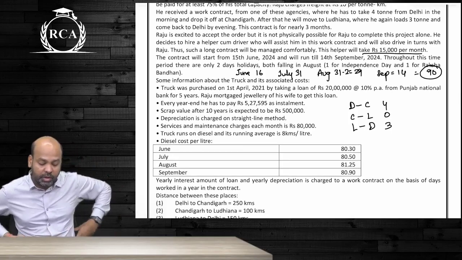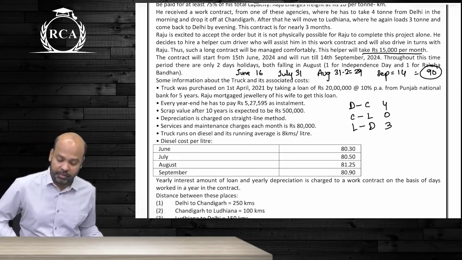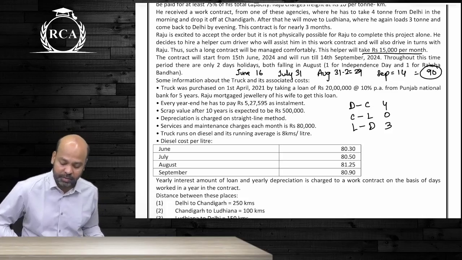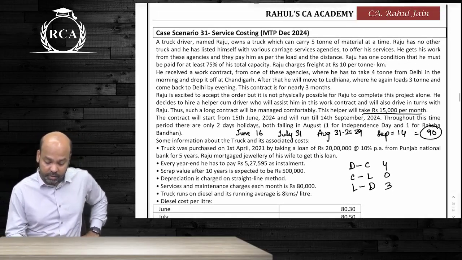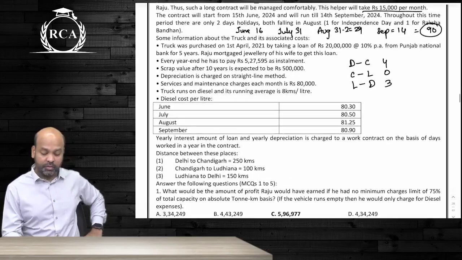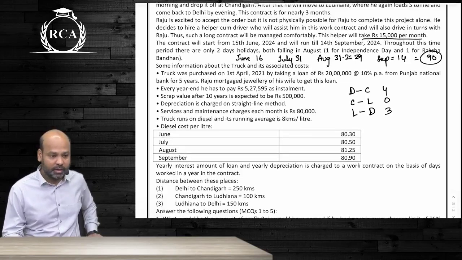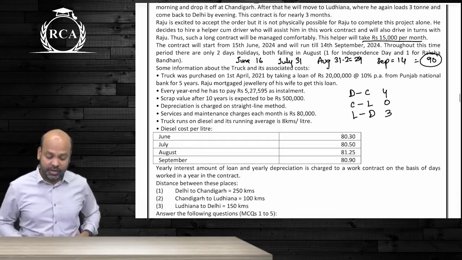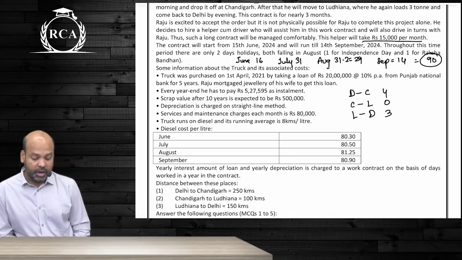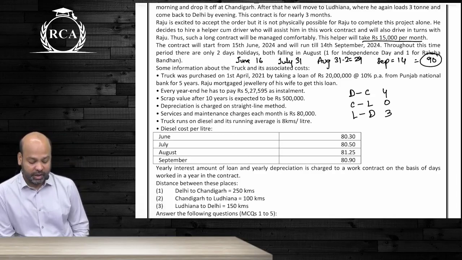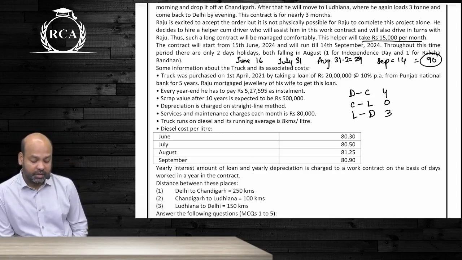Some information about the truck and its associated cost. Truck was purchased on 1st April 2021 by taking a loan of 20 lakh rupees at 10% per annum from Punjab National Bank for 5 years. ये अपन कौन से साल में है? 2024 में. The loan was taken on which date, guys? 1st April 2021. Every year end, he has to pay 5,27,595 as installment. Scrap value after 10 years is expected to be 5 lakhs.